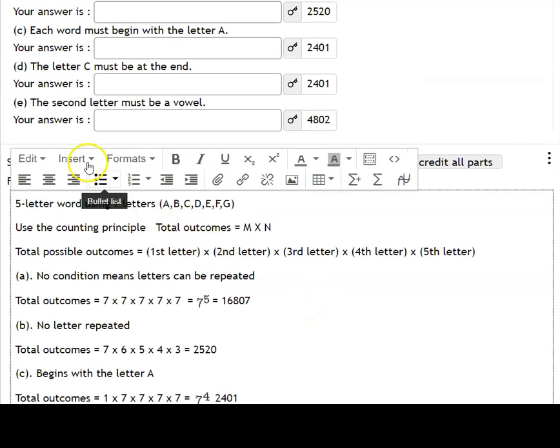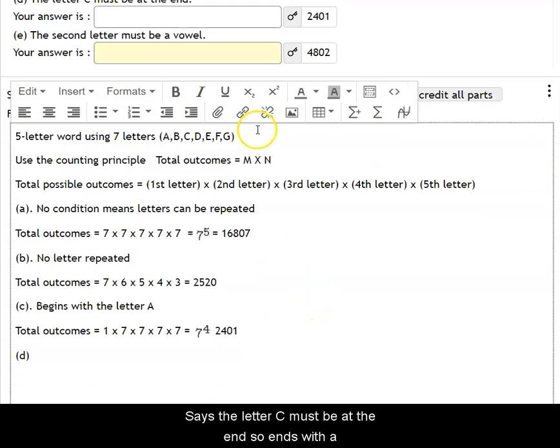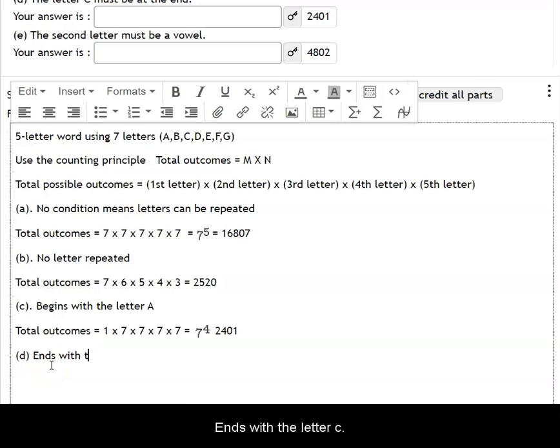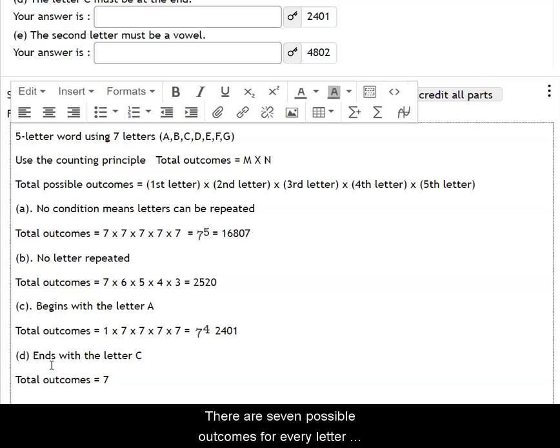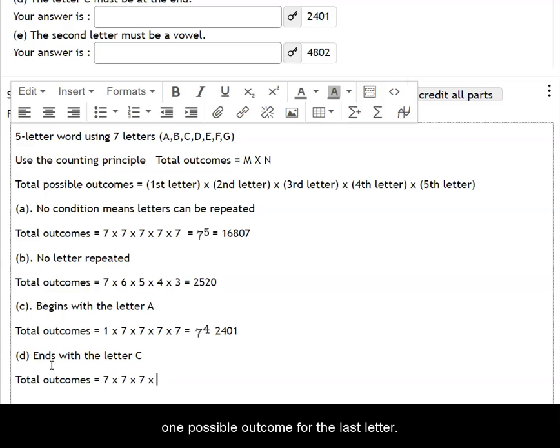D says the letter C must be at the end, so ends with a C. Ends with the letter C. So the total outcomes, there are 7 possible outcomes for every letter except for the last letter. So 7 times 7 times 7 times 7, and then there's only 1 possible outcome for the last letter, C. So this is also 7 to the 4th power, which we already know is 2,401.